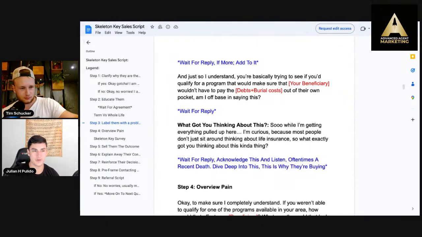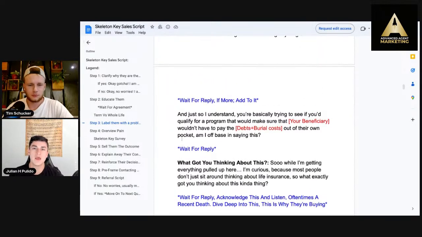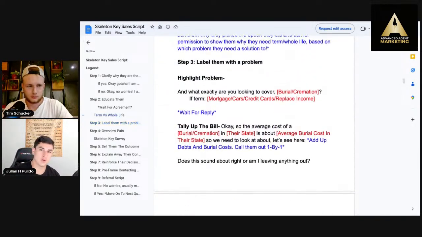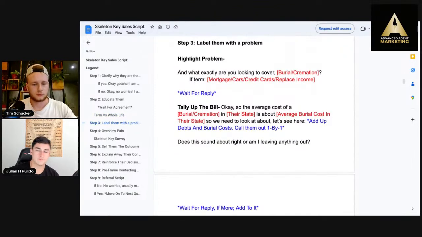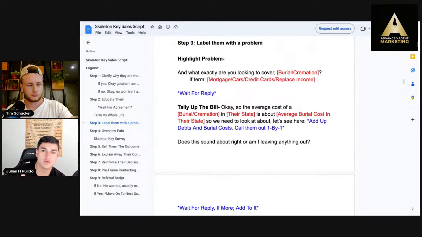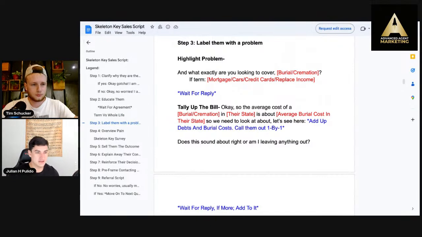But let's scroll up a little bit here, Tim, on this framework so we can break this down. Because this is one of the most important parts of the script. And again, guys, this isn't rocket science, but when you're going over this, you really want to make sure that you're getting them to understand that they have a need. For example, I've seen a lot of people who say, okay, cool, you want to cover a burial, and they skip over this part where you're tallying up the prices. When you're tallying this up, you're basically creating the need. This is them telling you how much they need in coverage. I'm not guessing. It's not guesswork.